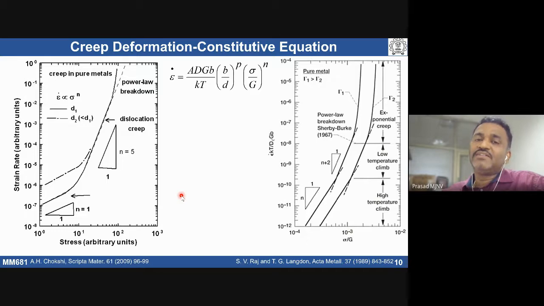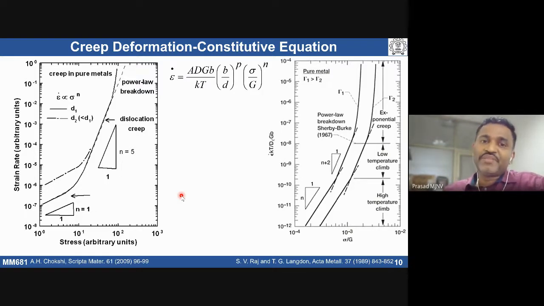The other thing: when I say dislocation creep and diffusion creep, there is a transition for the stress, not for the temperature. Dislocation creep happens at high stresses. Diffusion creep happens at low stresses. How do you get a transition? In the next slide, we'll come to know where the transition is in terms of stress.